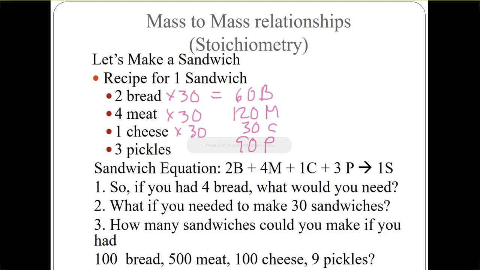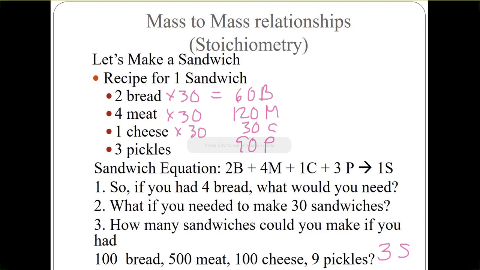Let's look at number 3. How many sandwiches could you make if you had, and this is a little bit different, a whole bunch of ingredients, and you figure out how many sandwiches you can make. If you look really carefully, you would find that you could only make 3 sandwiches, because you do not have enough pickles to make more than 3 sandwiches.